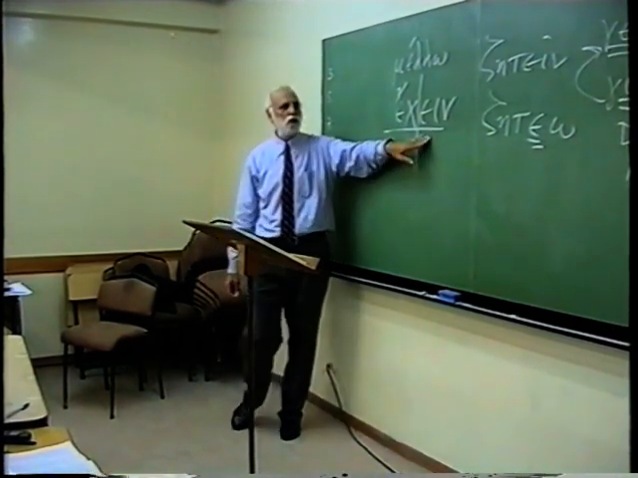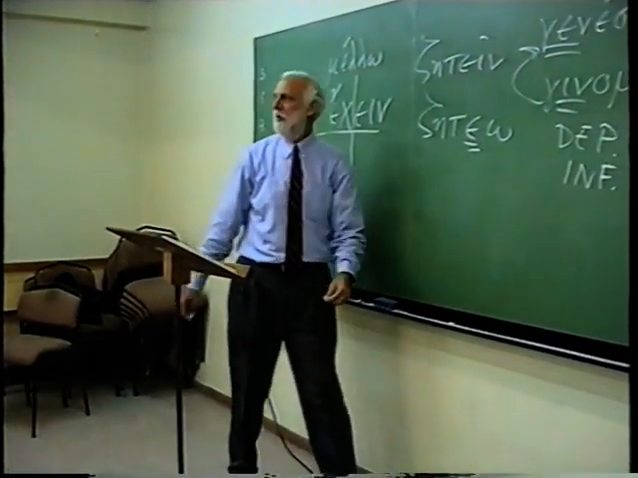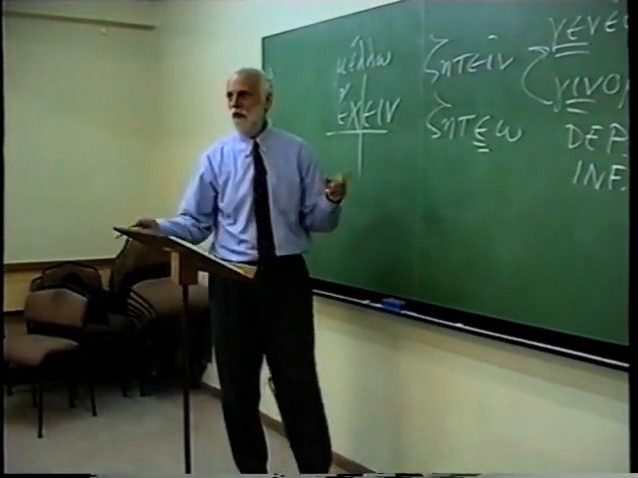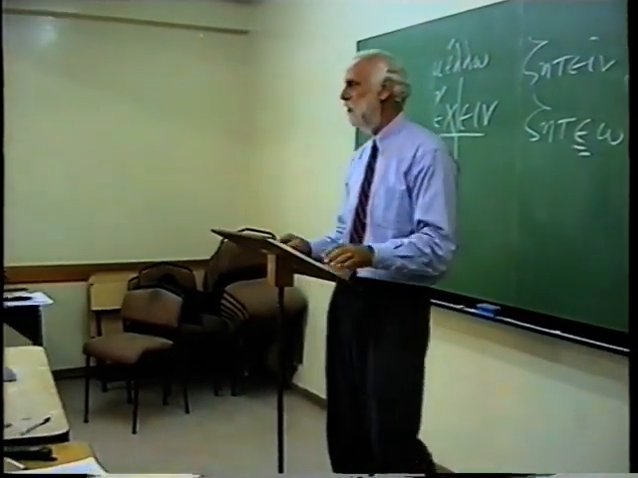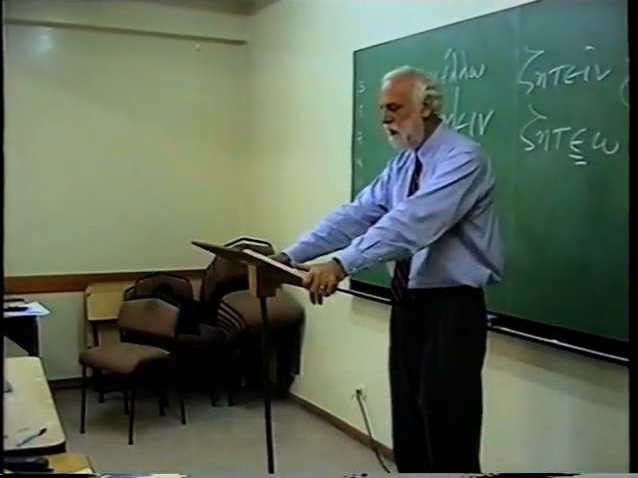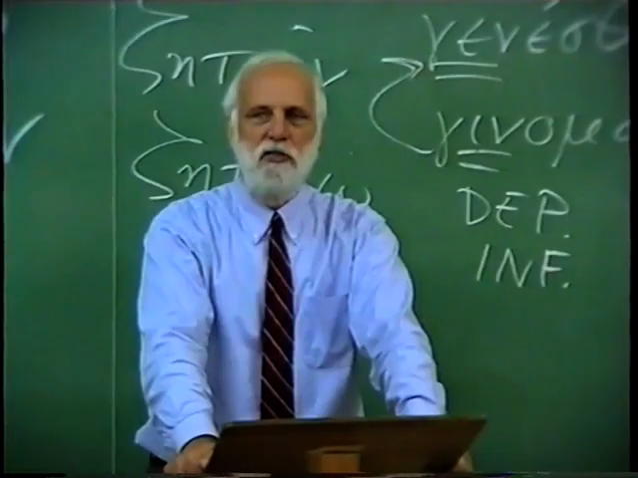What mood is it, what word is going to go in the mood slot? Infinitive. Okay? And what is the source? Echo. Okay, so translate ekane: to have, and translate autain: her. Okay, so let's translate. For John was saying to him, it is not lawful for you to have her.